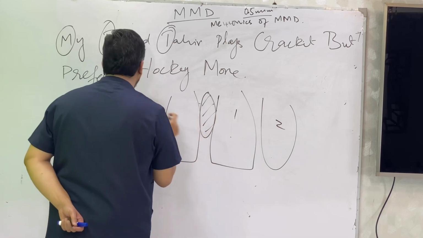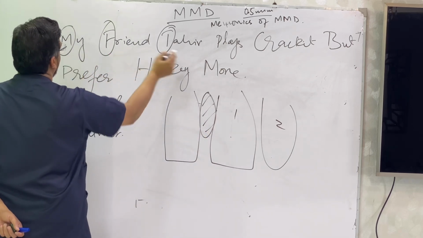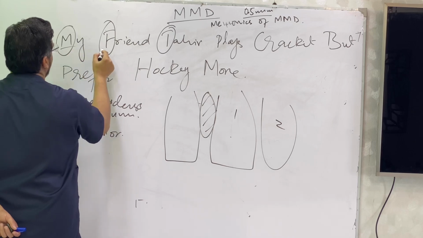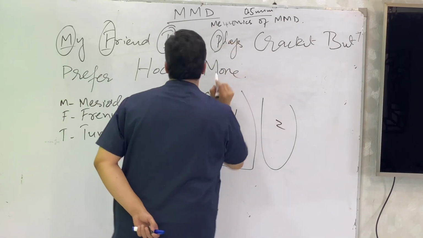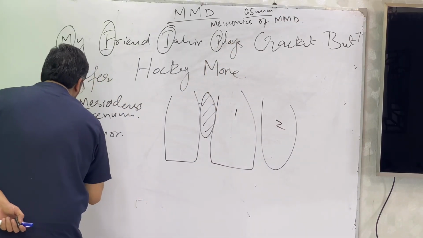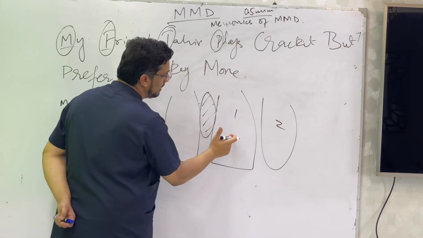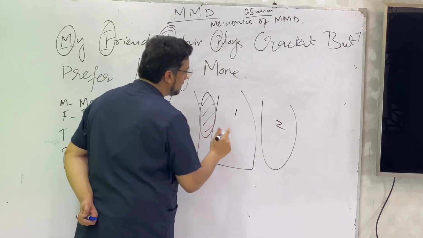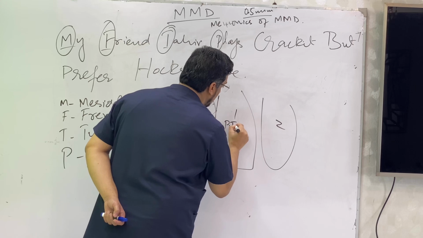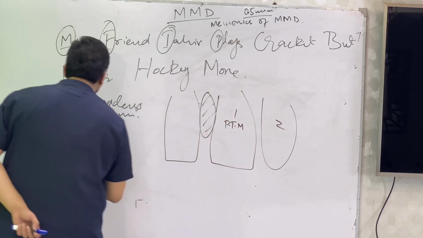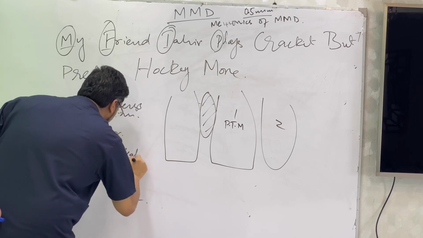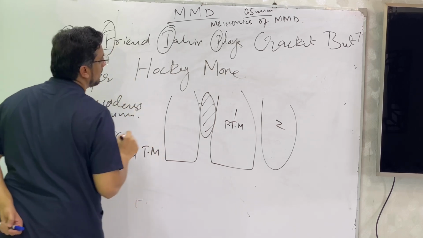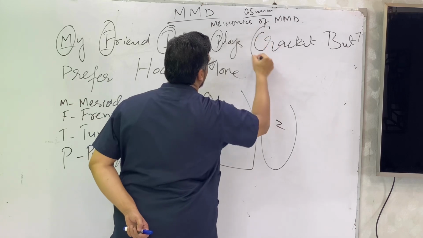So the mnemonic is MFT, my friend Tahir. M stands for mesiodens, F stands for frenum, T stands for tumour. Plays, P stands for pathological. Now we are coming to the incisors. In the incisors, you could have pathological tooth migration. So P stands for pathological tooth migration. Plays cricket.